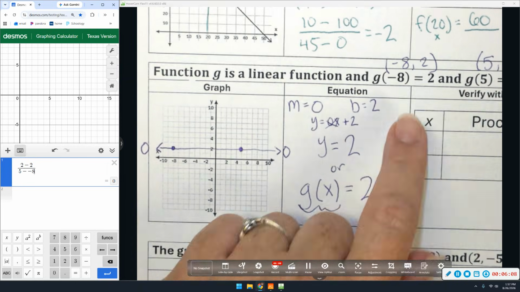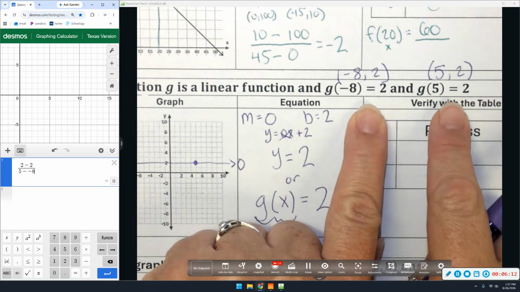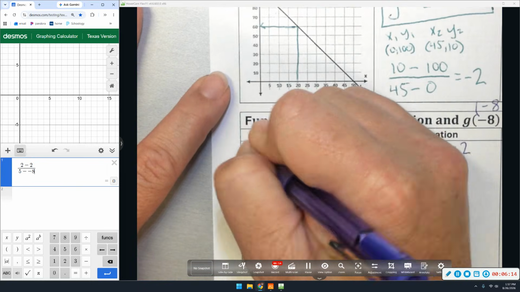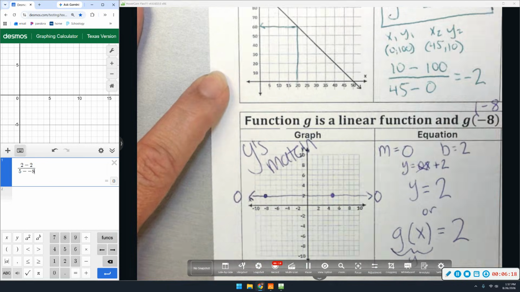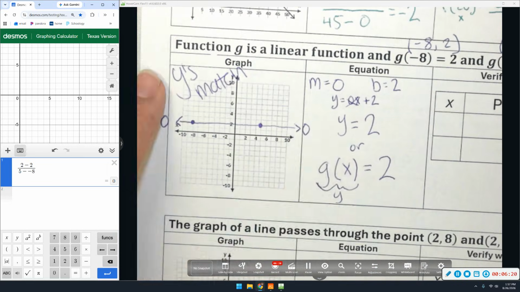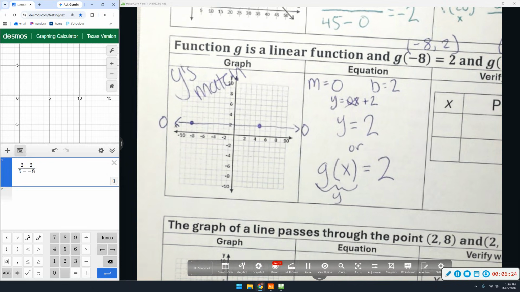And what do you notice matches in my points? X or y? Y. So this is when our y's match. When our y's match, it's a y equals equation with no x. Now, another thing I want you to realize is you can always type it in your calculator if you're unsure. Did it work? Is that the same thing? So we did it right.